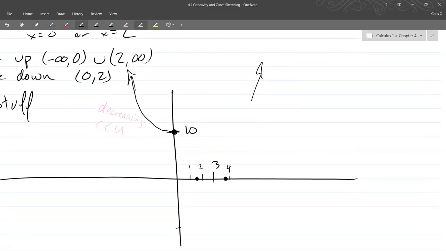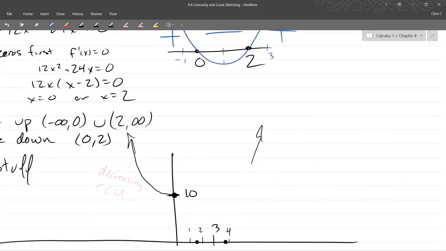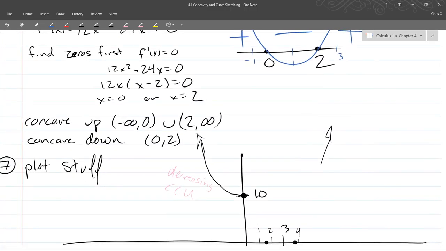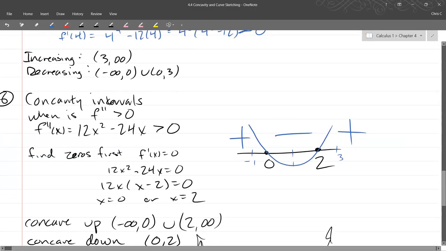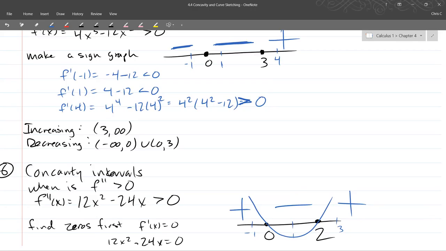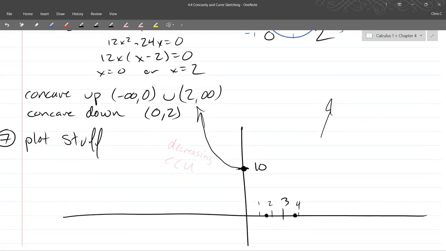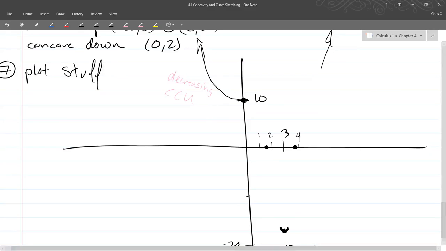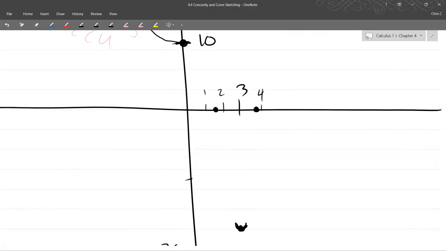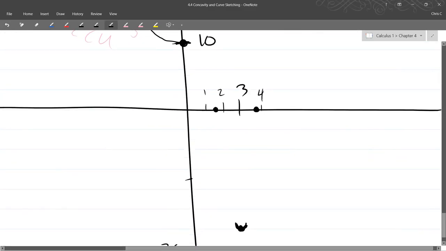All right, what happens next when you pass zero? What happens just to the right of zero? I see concave down, zero to two. So it's going to bend downwards. Now is it increasing or decreasing from zero to the right? Decreasing. So we're decreasing, concave down. And that'll happen until we get to the x value of two. So here's x value two. I'm going to go decreasing, concave down.